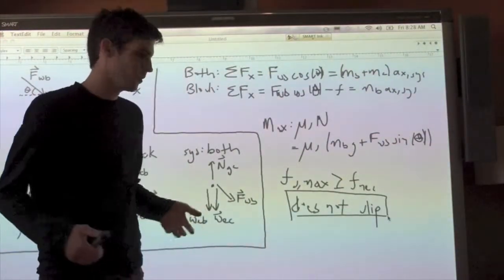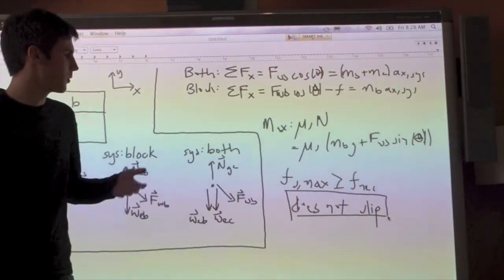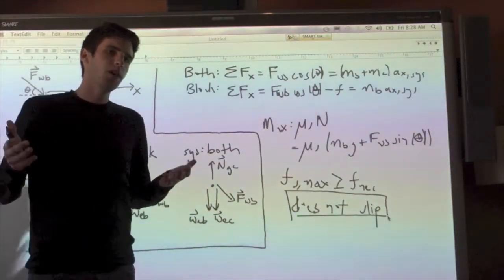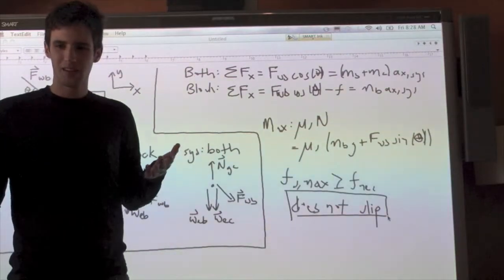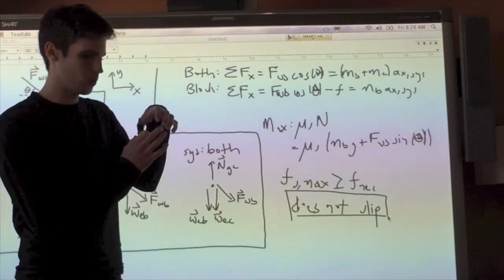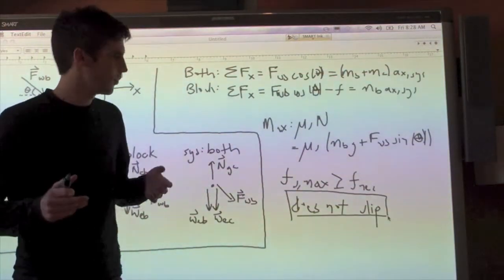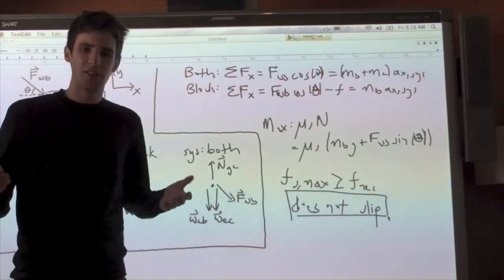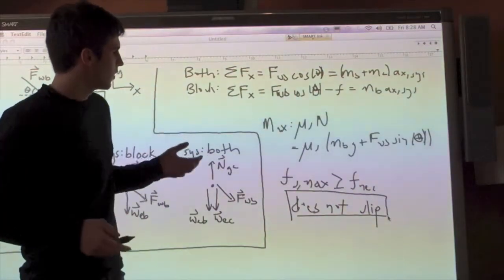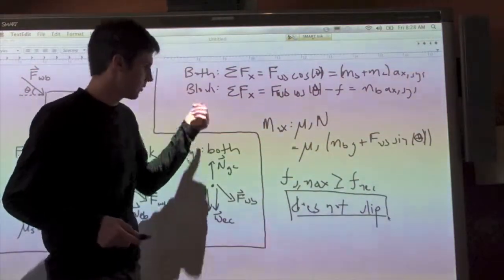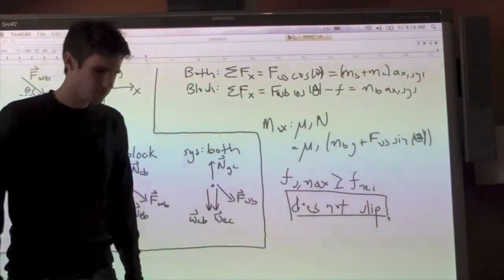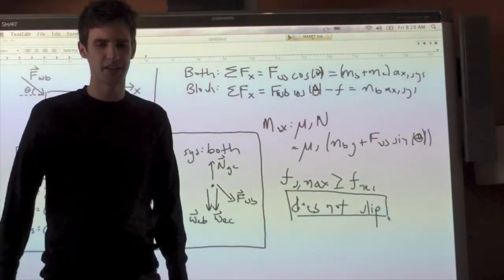The way we generally approach one of these problems is we say, all right, what if the block stays together? The two don't slip. What conditions have to be met to make that happen? We're going to assume that they do stick together. If that's the case, I'm going to take both as my system.